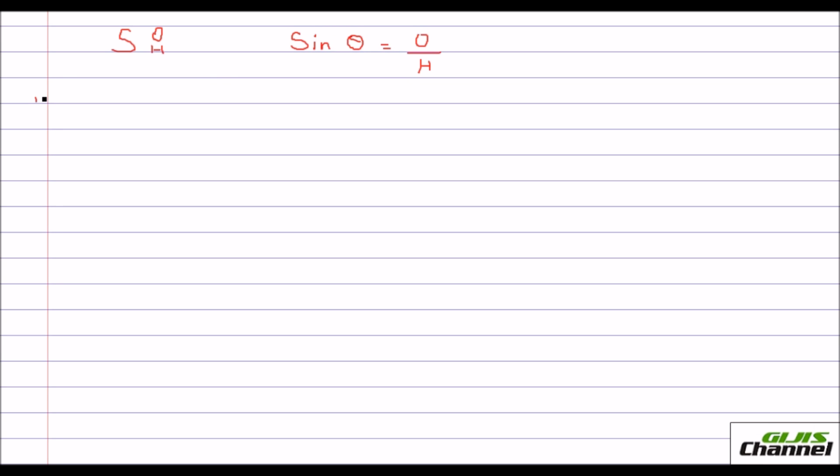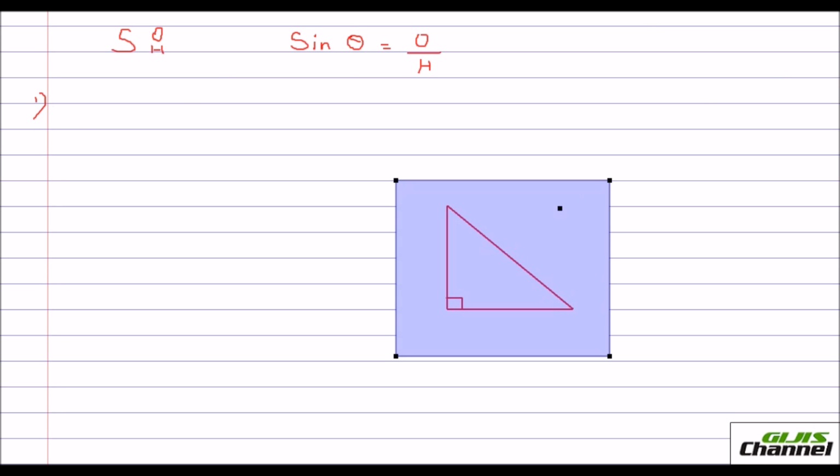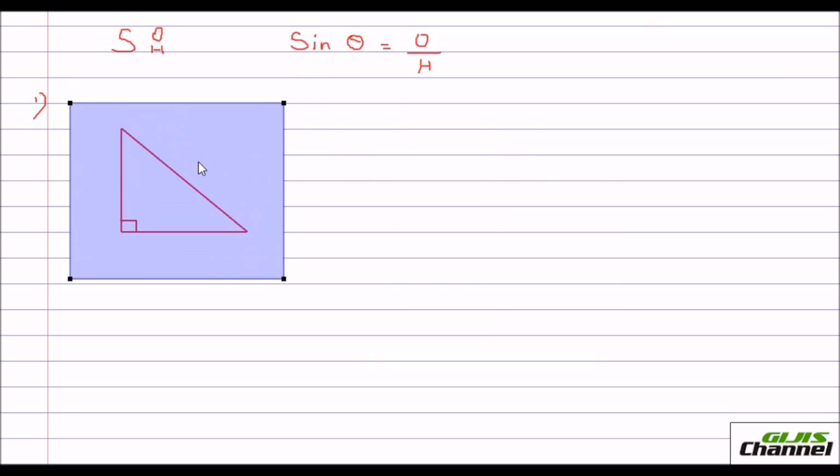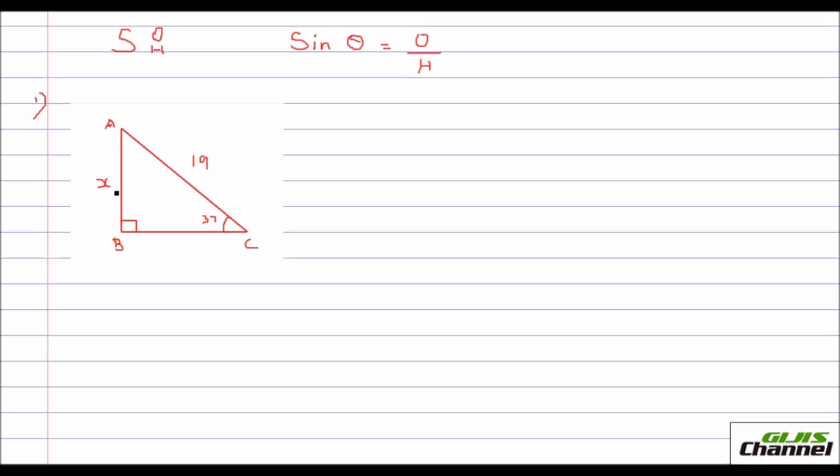I would do the first one like this. Here's the right angle triangle they've given you. Let me name it A, B and C. So this is a right angle triangle ABC, right angled at B. The values given are the angle measure 37 degrees, and here you have 19. You are to find out this side, this X.